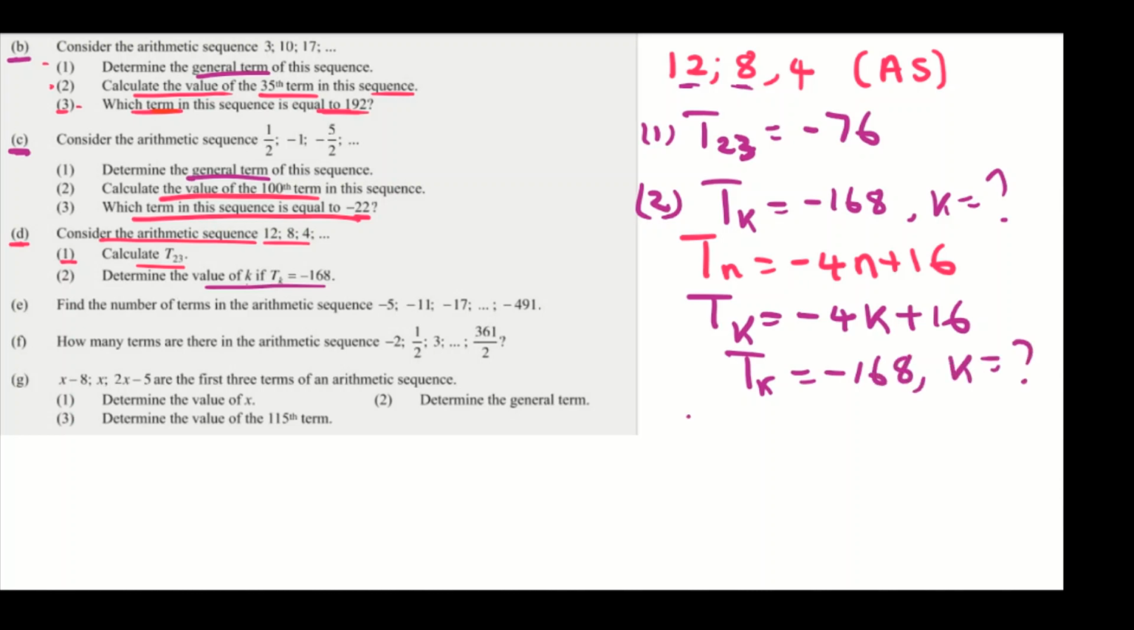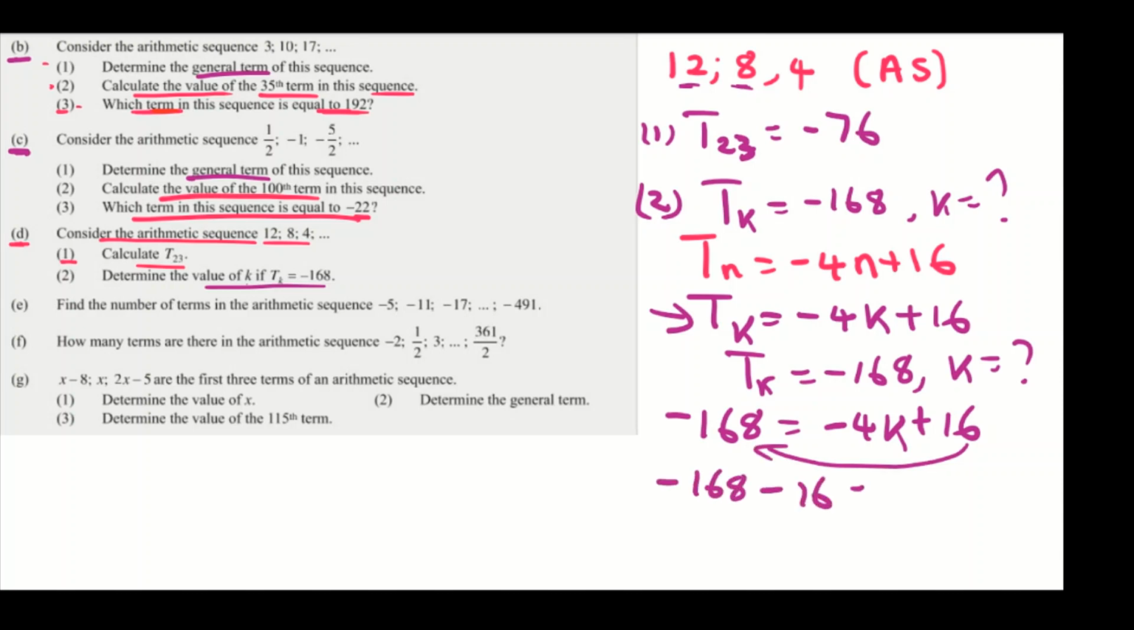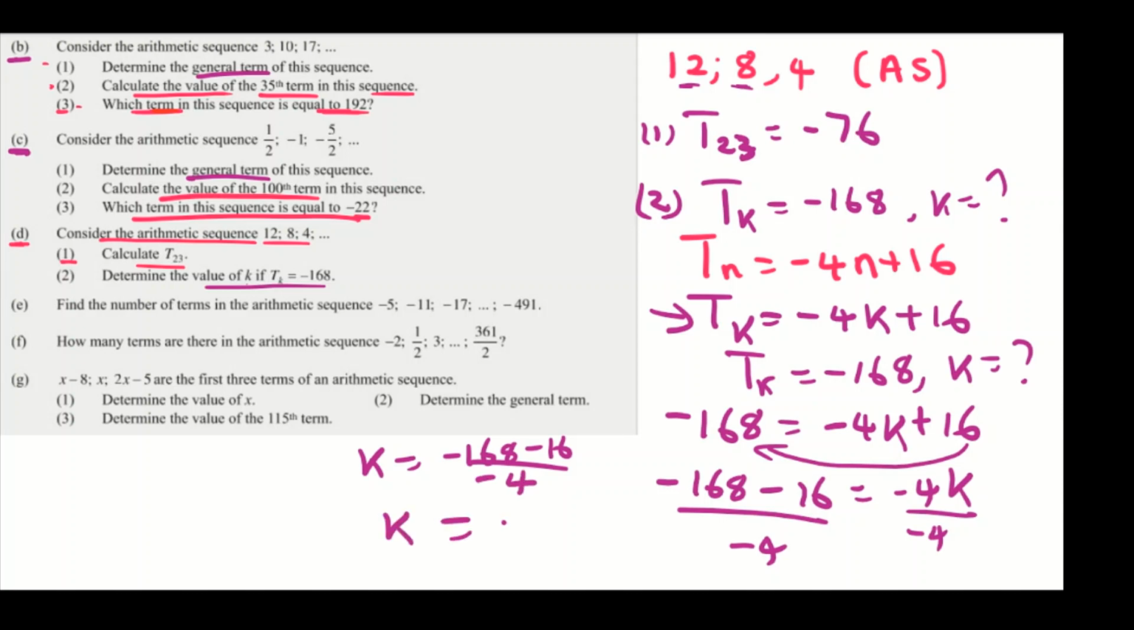So it's going to be minus 168 is equal to minus 4k, so I'm just going to substitute the minus 168 here, and then plus 16, right? The plus 16 transposes to the other side. We have minus 168 minus 16 equals minus 4k. Divide by minus 4, divide by minus 4. So our k value is equal to minus 168 minus 16 over minus 4. Punch this in your calculator. You will get k as equal to 46. Then you are done.